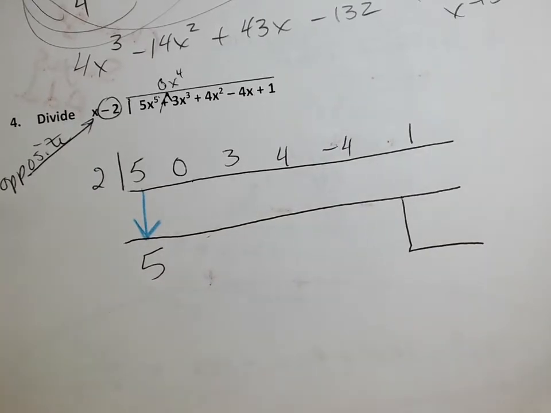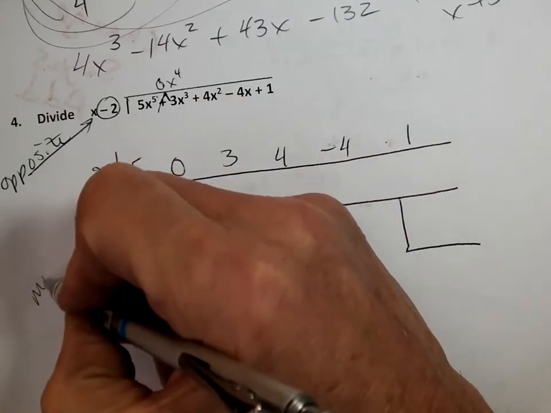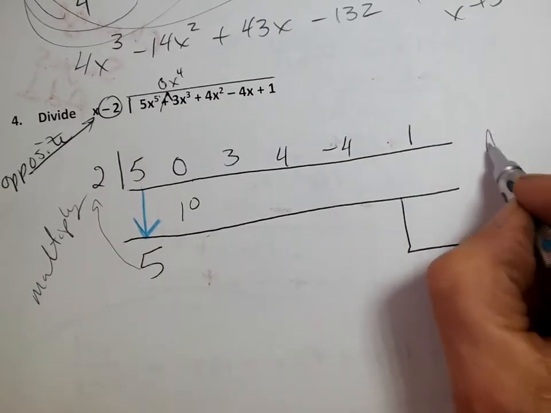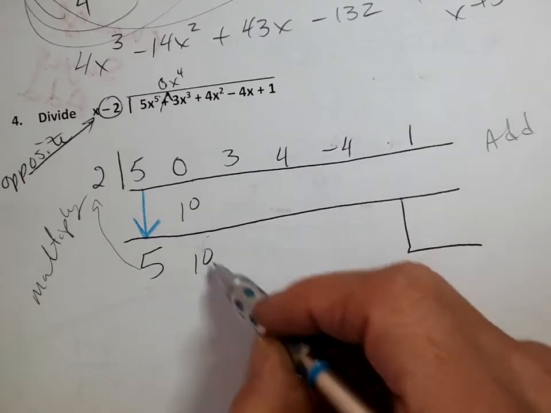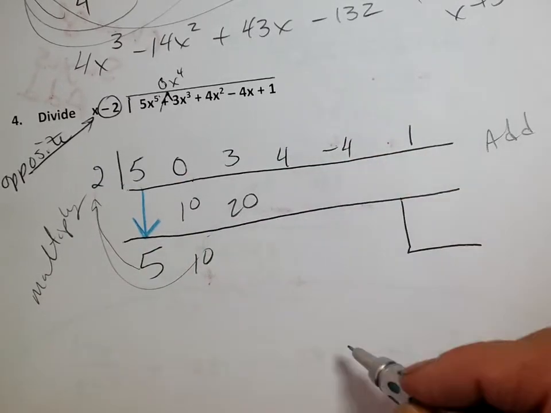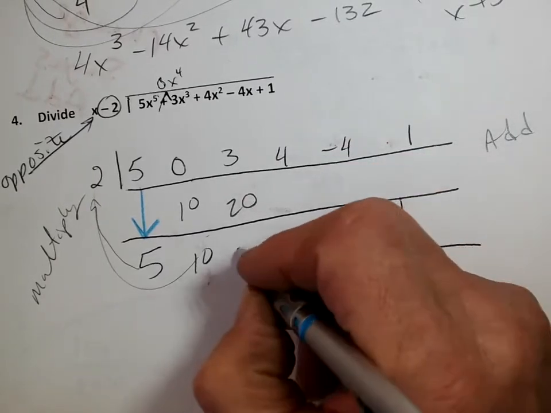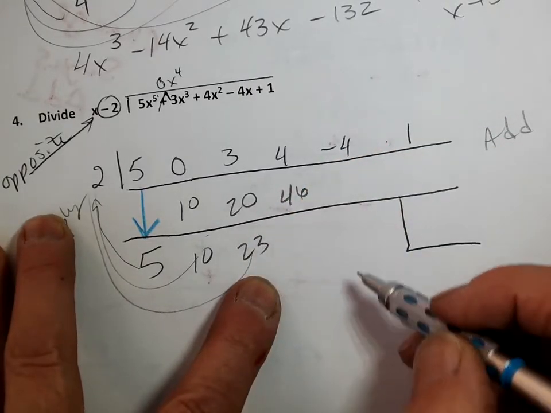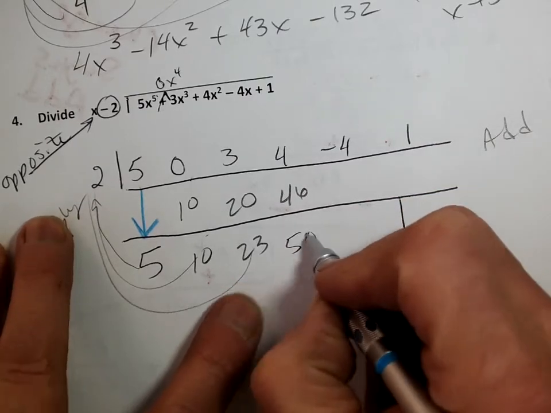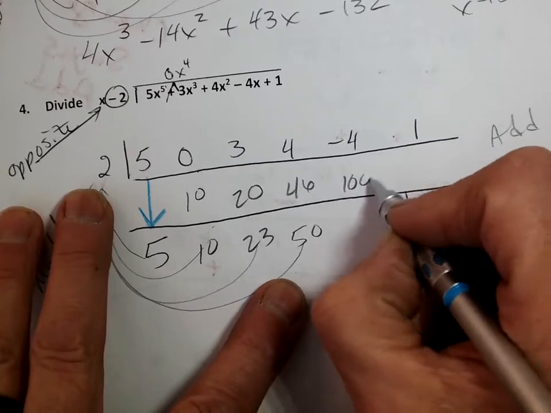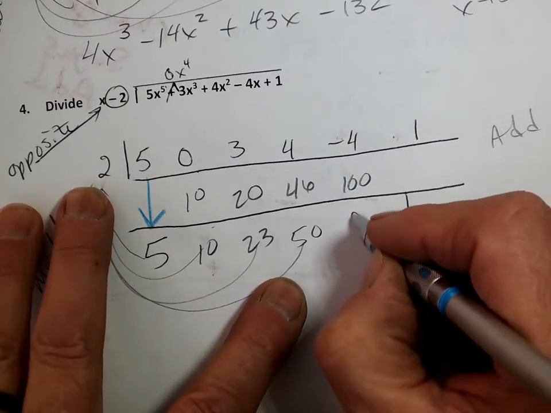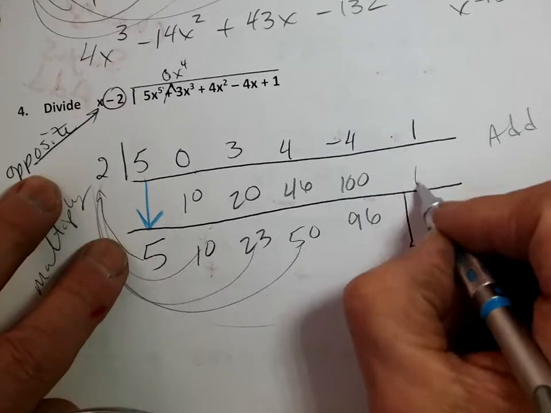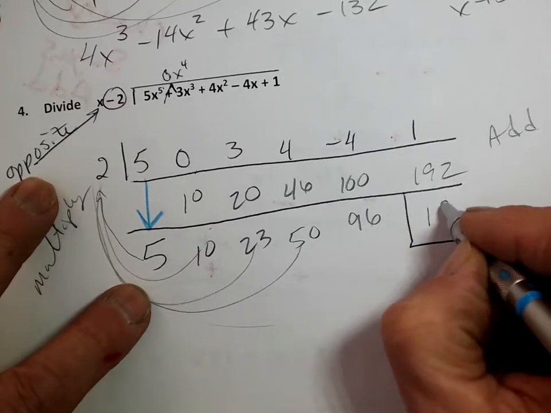And then we're going to multiply. So we get a 10, right? This is my adder line. So I get a 10. Multiply. I get a 20. Add, I get a 23. Multiply, I get a 46. Add, I get a 50. Multiply, I get a 100. Add, I get a 96. Multiply, I get 192. Add, and I get 193.